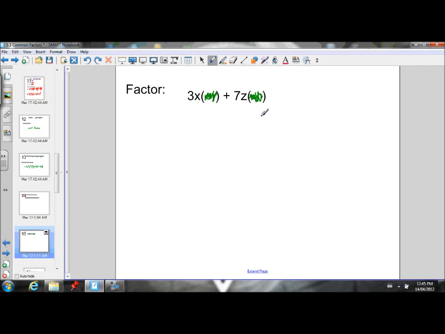both of these terms have this green something. So we can common factor out that green something. Okay, we common factor out that green something.